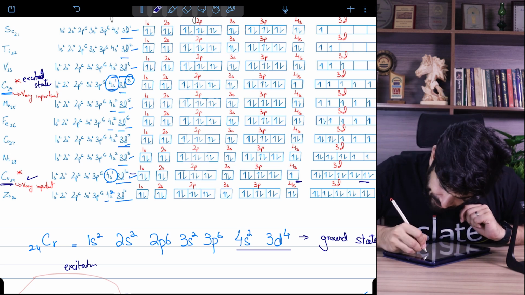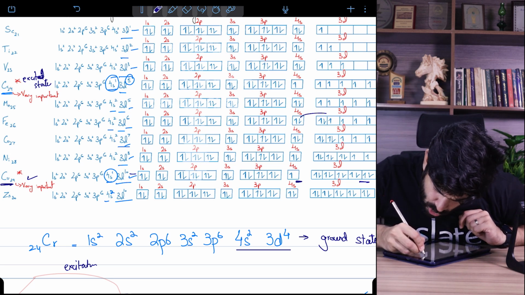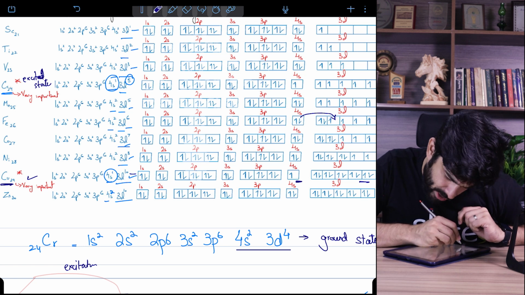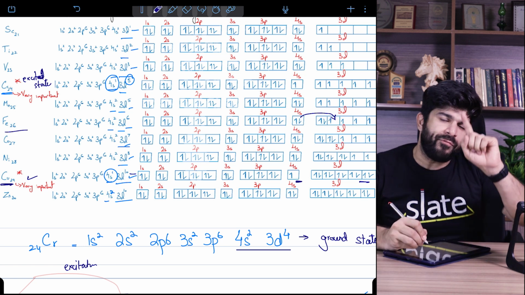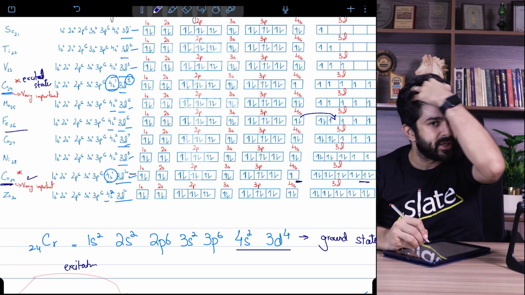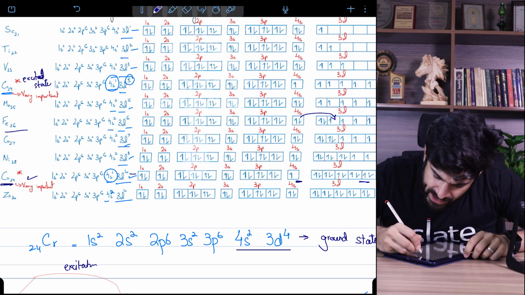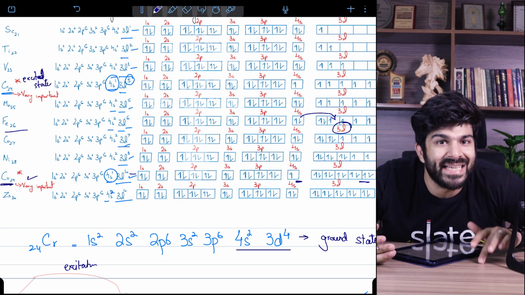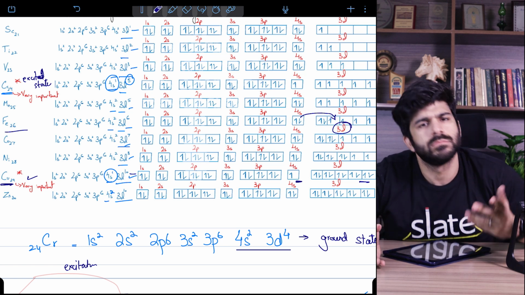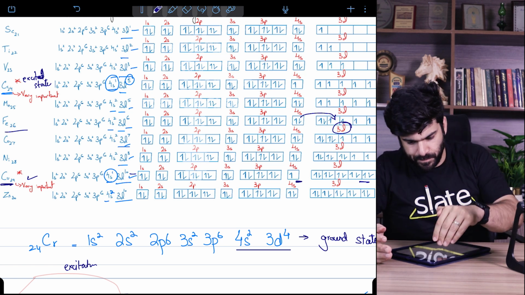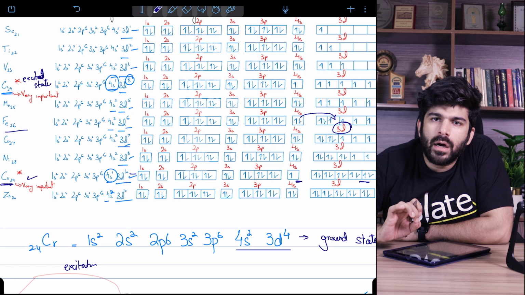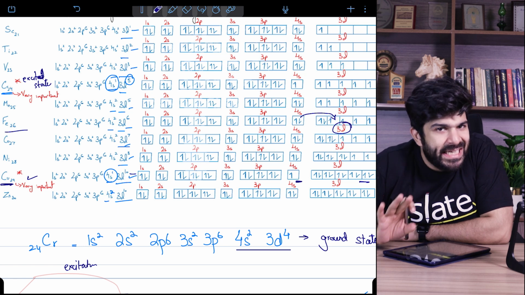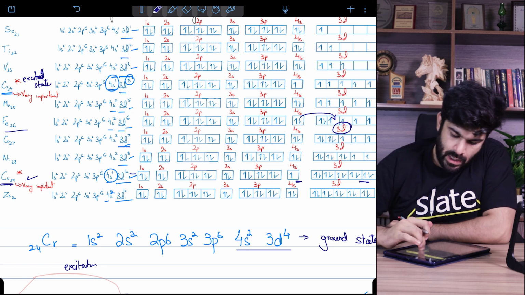Why? Because if I try to excite this electron from here to here for iron, it will make 4s half. We are at a loss of stability a little bit. But it will never make 3d full or half. So that's of no use. That is what we know about excitation and de-excitation and d orbitals.